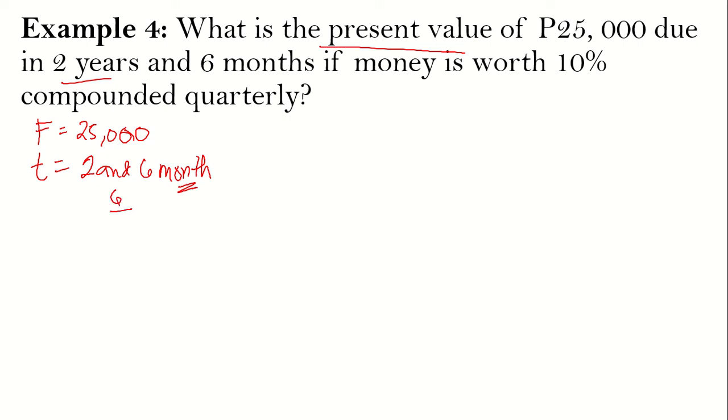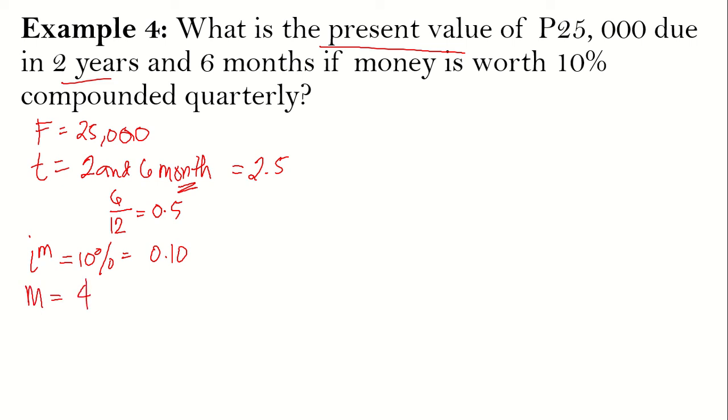So itong 6 months, 6 divided by 12 is equal to 0.5. So this is, meron ka ditong 2. So 2.5. Itong 0.5, ito na ang 0.5. So ang T mo dito na 2 and 6 months is 2.5 years. Next is 10% compounded quarterly. So ang IM is equal to 10% or this is equal to 0.10 or 0.1. Quarterly, ang M mo dito is 4.